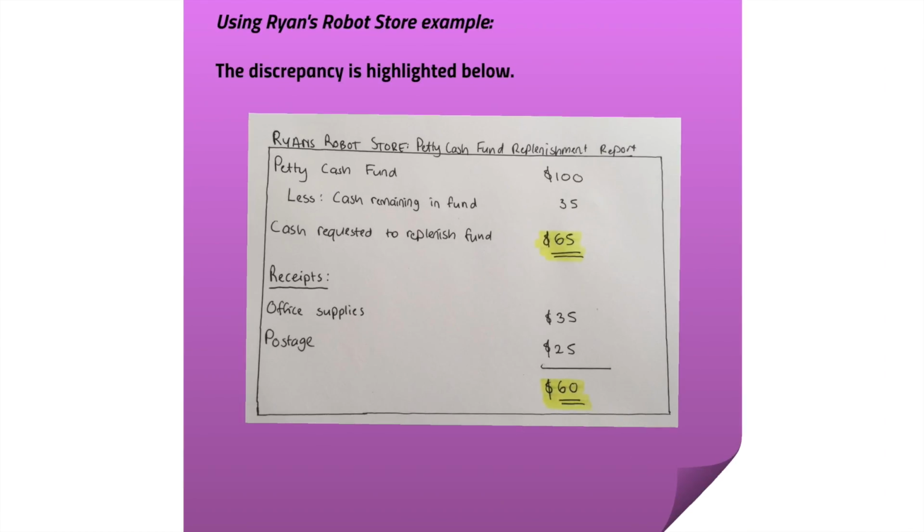So, again using Ryan's robot store as an example, the discrepancy is highlighted below. Here we can see that the cash requested to replenish the fund is $65, whereas the total receipts only add up to $60, thus highlighting a $5 discrepancy.